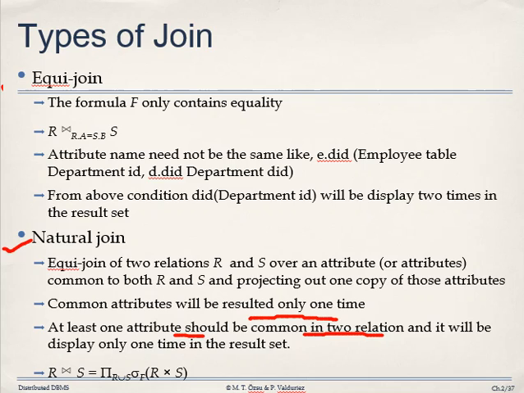But this is not the case with natural join, because natural join's basic condition is that if we have two relations R and S, they should have an attribute with a common name, and that common attribute will be displayed only one time in our result table. So this is the basic format of natural join: R join S, where pi, that means projection, of R union S over the selection F of those particular relations R and S.